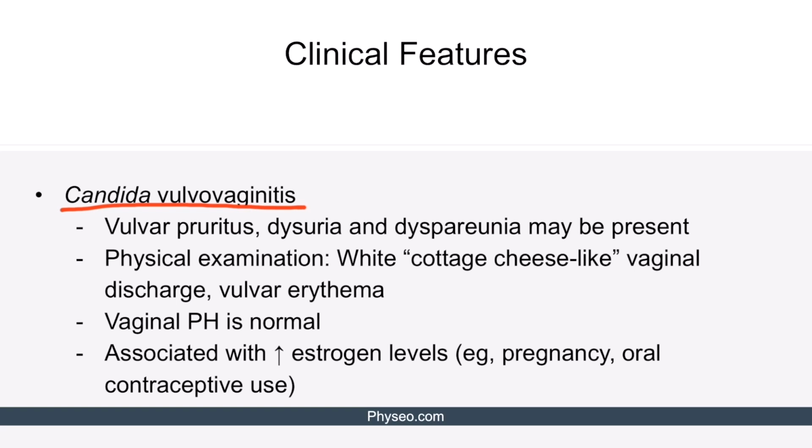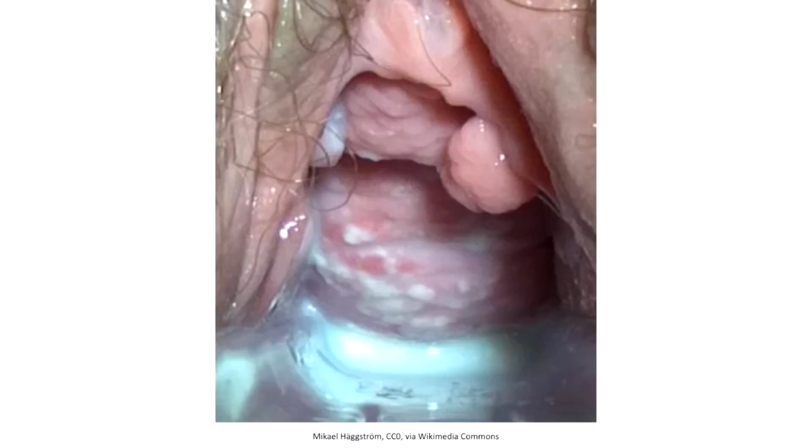Typically, this infection is associated with an increase in estrogen levels, such as during a period of pregnancy or if the patient is taking oral contraceptives. We actually go into more detail in this disease in a different lecture in which we compare this to other vaginal pathologies and infections such as bacterial vaginosis. Now here's an image of a patient with Candida vulvovaginitis. And you can see that cottage cheese-like vaginal discharge, and you can kind of see why it's described that way.